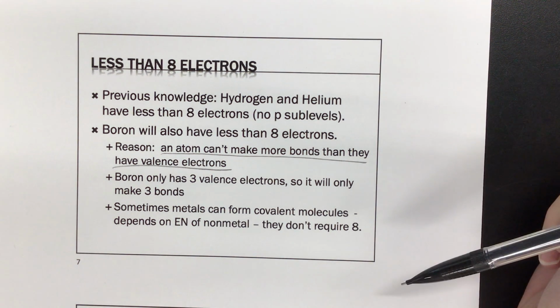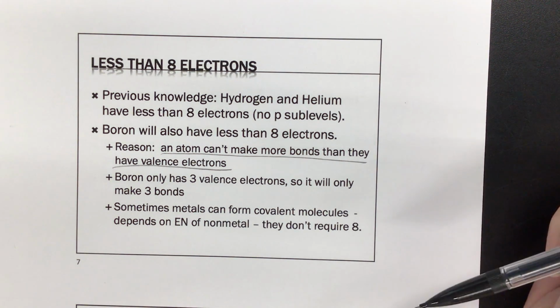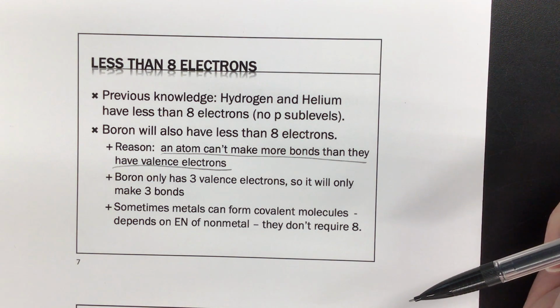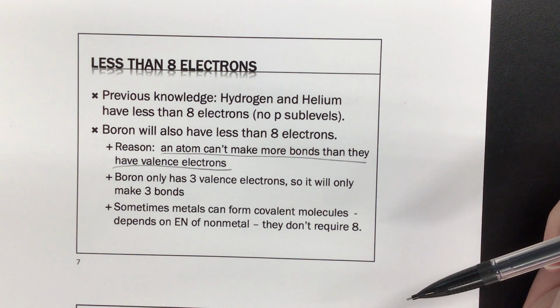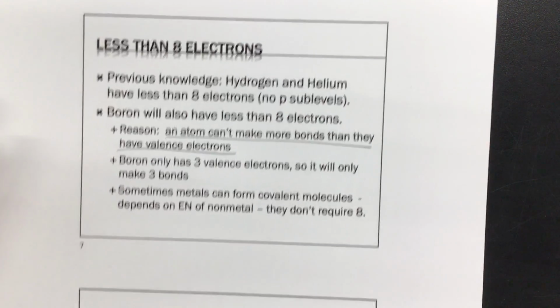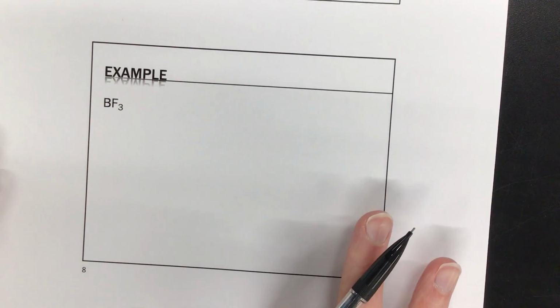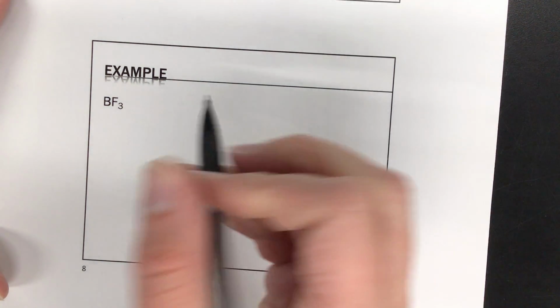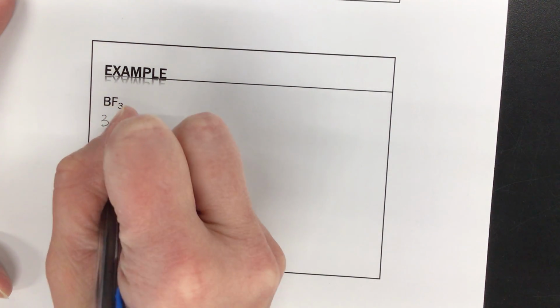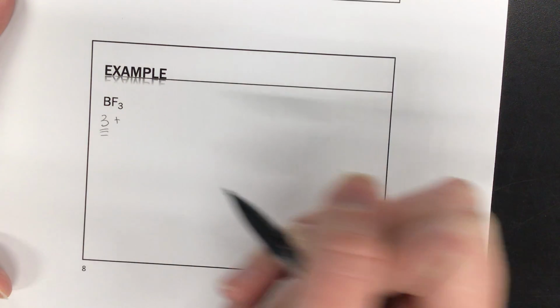Sometimes metals can form covalent bonds. It depends on the electronegativity of the non-metal. They don't require 8 electrons either. So we're going to do one example here that's BF3. So boron, we already said, is 3 valence electrons, so that's a clue that it's only going to make 3 bonds.